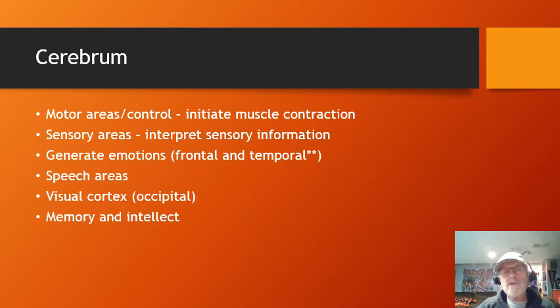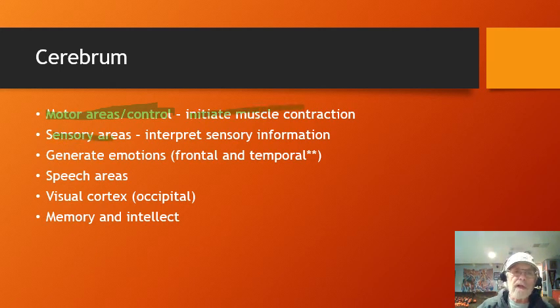Now when we look at the cerebrum, there are a number of things that happen in there. One area is called the motor area, the motor control. We talked a lot about that when we talked about muscle activity and muscle action in a previous video. The stimulus that will start the electrical impulse that goes down to the muscle begins with what we call the motor cortex, and I'll show you exactly where that's at. That's where we initiate muscle contraction.